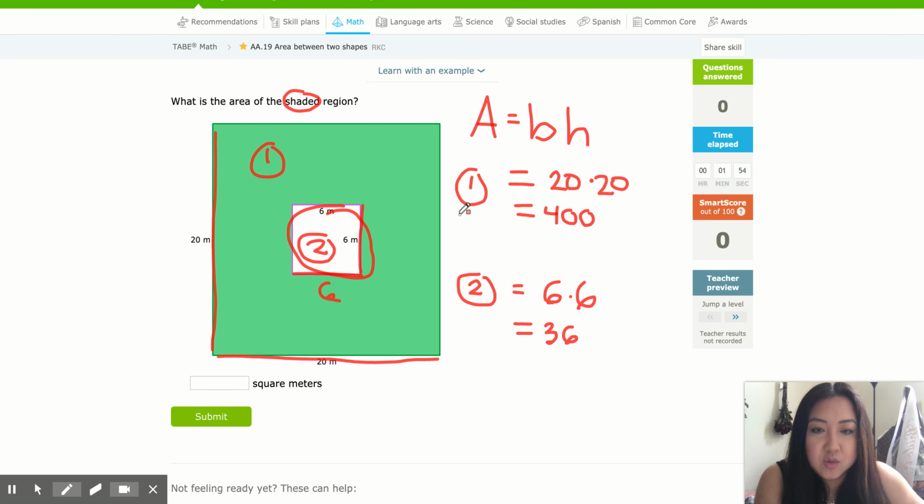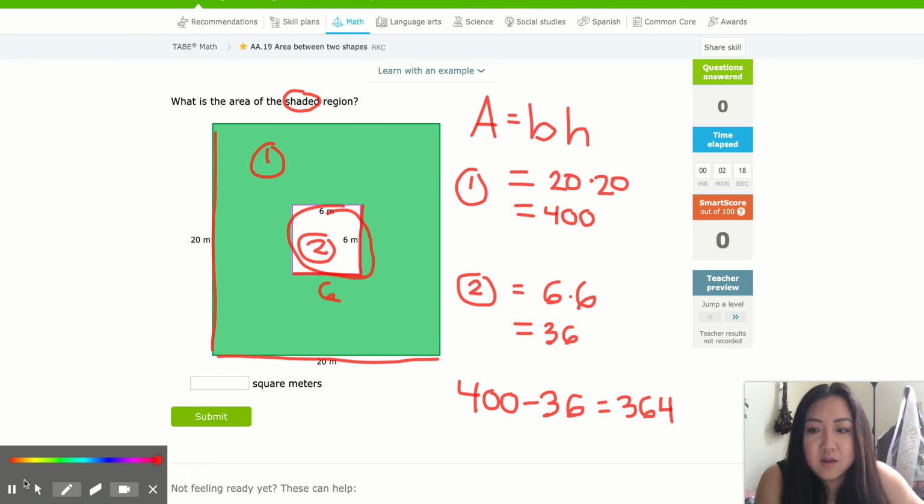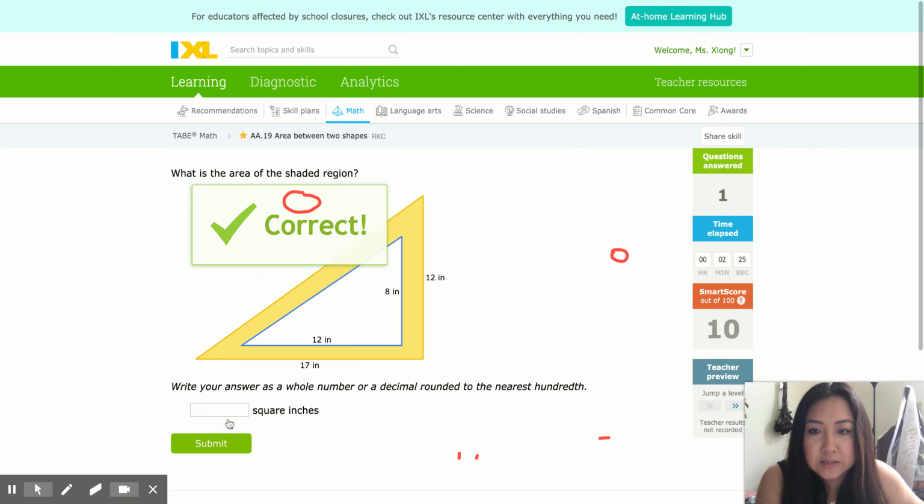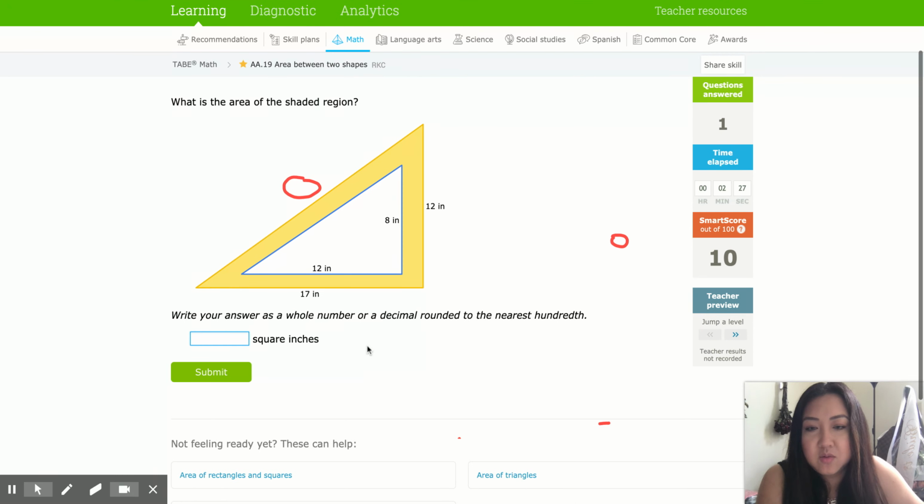And then remember, we don't want the white area here. We don't want 2. So we're going to do 1 minus the 2 shape, which is 400 minus 36. And that equals 364. And then if you want to double check with your calculator, go ahead. And that is correct. So you go on to the next one.